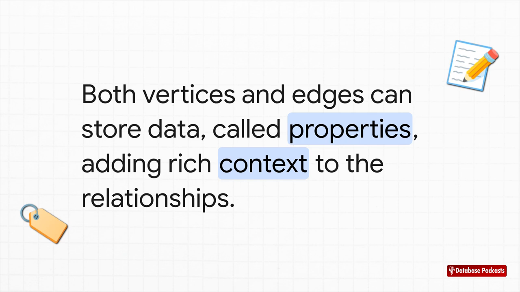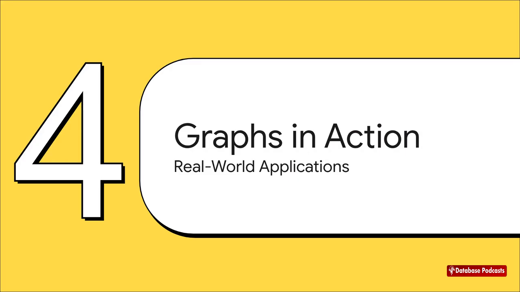So a person's node can have properties like name and age, but the edge connecting two people can also have properties like the type of relationship, maybe "is friends with" or "works with," or even a weight, like how many messages they've sent each other. Okay, so that's the theory, but what can we actually do with this? Now that we're thinking in terms of connections, what kind of new and powerful questions can we start to answer?